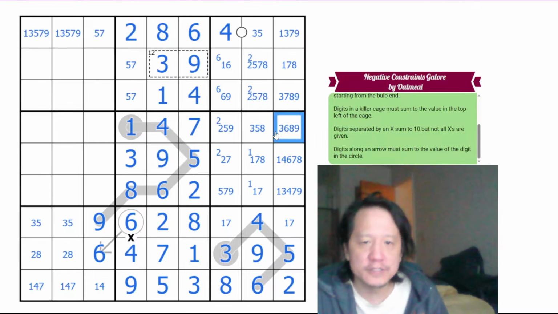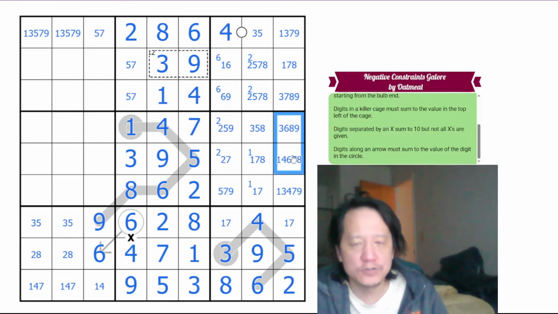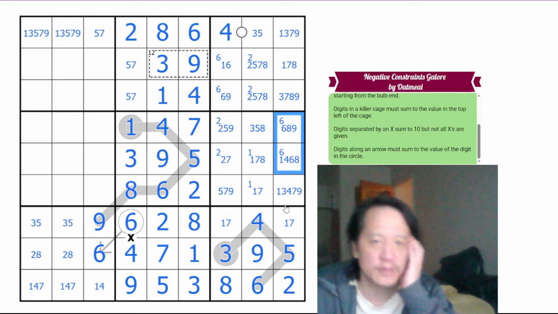We know 6 has to be one of these two digits. So again, you can't have a 7 there. You can't have a 3 here either, because that would be in a 1 to 2 ratio with the 6. So there's no 3 or 7 there.